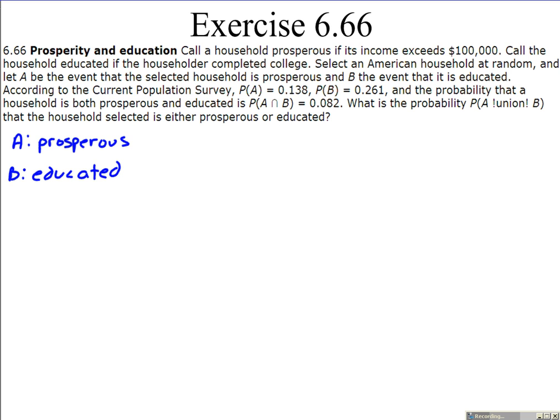According to the current population survey, the probability of A is 0.138. So the probability that the household is prosperous is 0.138.